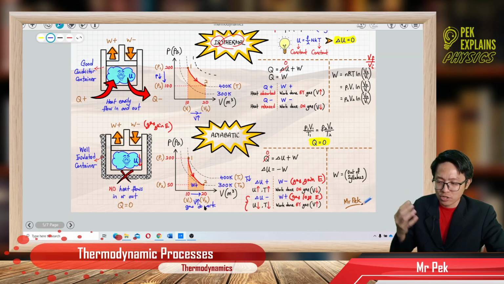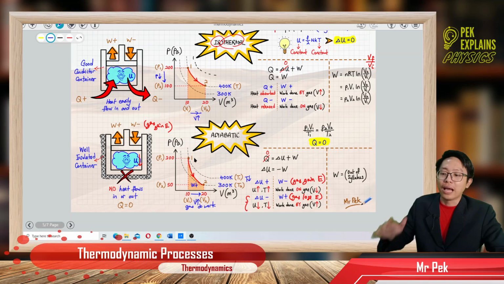So when it does the expansion, when the gas does the work, it uses up its own internal energy to do the work. It cannot maintain on the same isotherm line of 400 Kelvin. When it uses up its own internal energy, its internal energy decreases to a lower internal energy, and it drops to a lower temperature, a lower isotherm line. Its internal energy has dropped, and its temperature also dropped to a lower isotherm line.